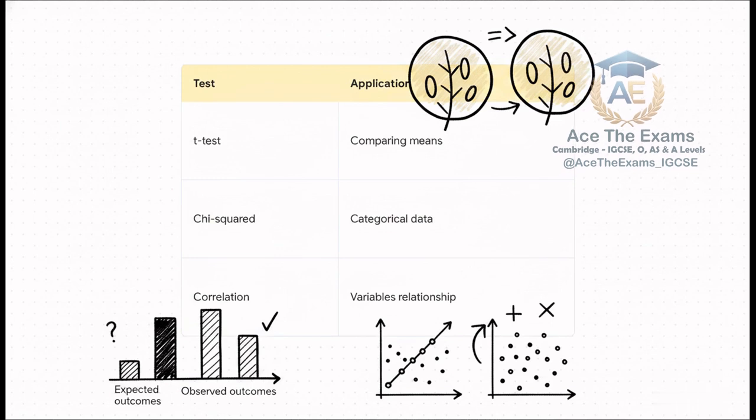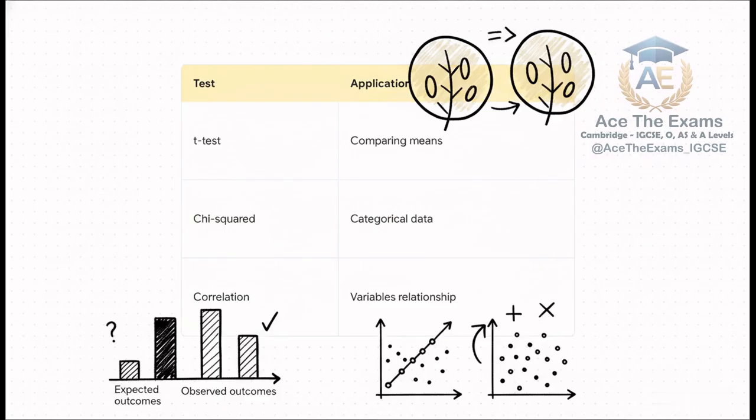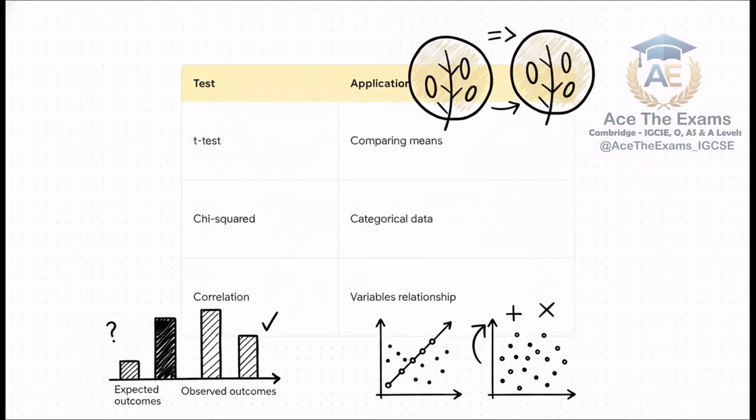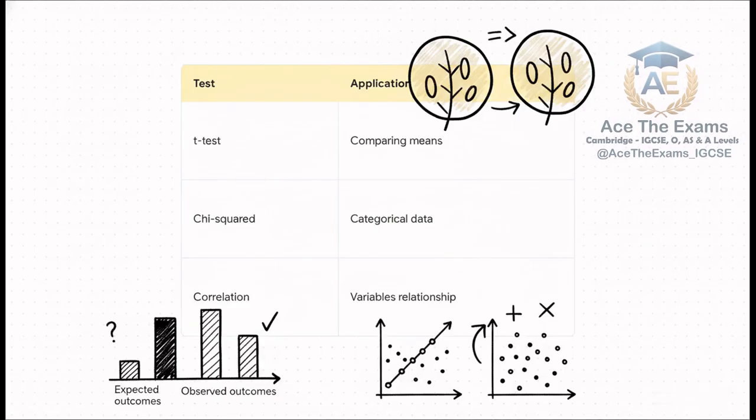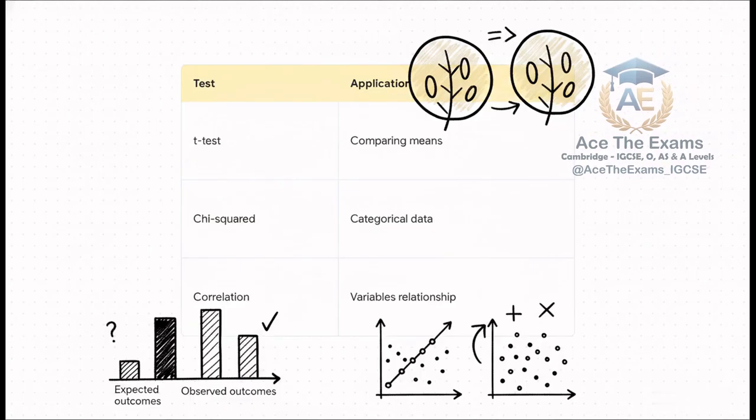Use a t-test when you're comparing the means of two different sets of data, like say the mean number of chloroplasts in two different leaf environments. Use chi-squared for categorical data, evaluating expected versus observed outcomes. And grab the correlation test when you're looking for a relationship between two continuous variables. Definitely mentally bookmark this table.